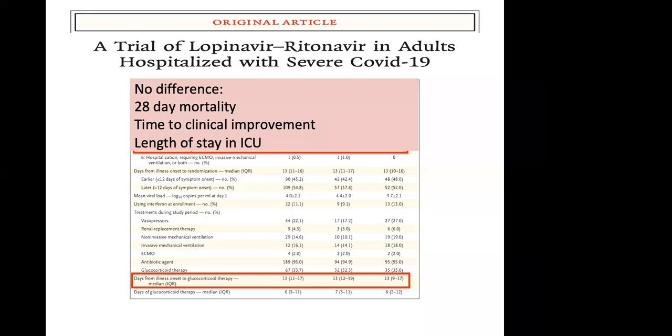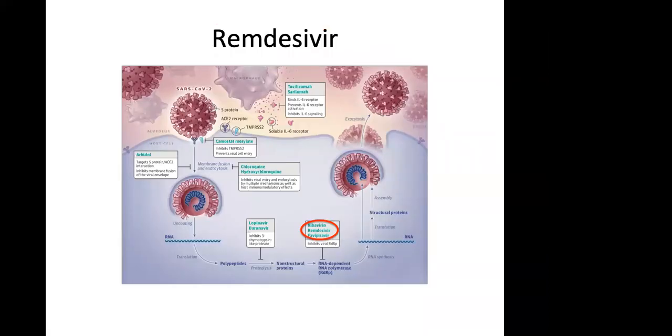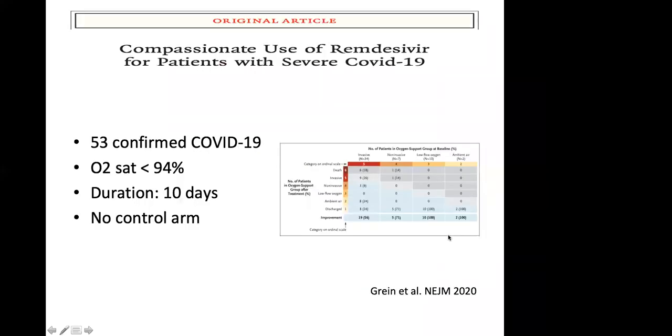But what we do know from this paper is if you're starting patients 14 days after manifestations of symptoms, your 28-day mortality, your time to clinical improvement, and length of stay in ICU would not be different than if you didn't give them lopinavir, ritonavir. One of the other medications, an RNA polymerase inhibitor, is remdesivir. There's a lot of attention, a lot of hope towards remdesivir.